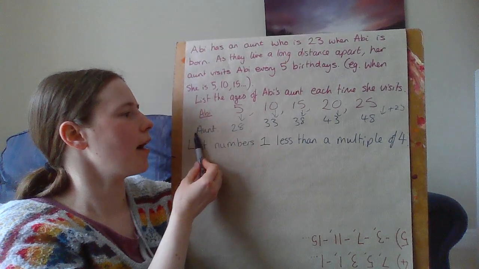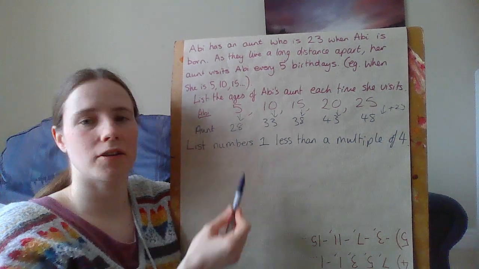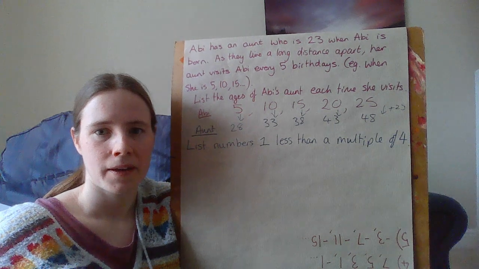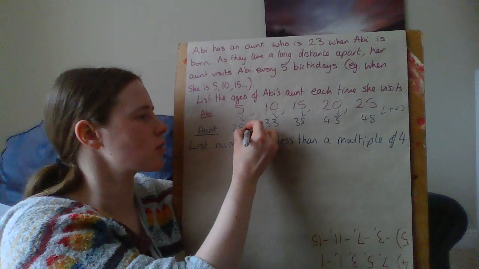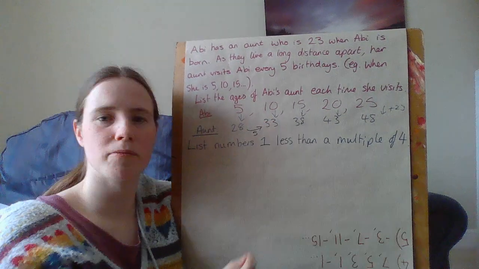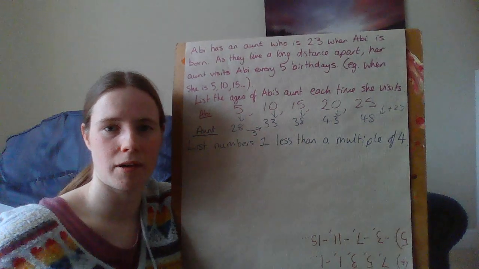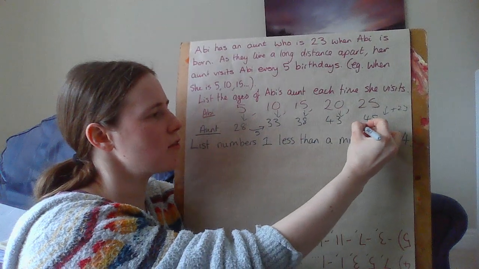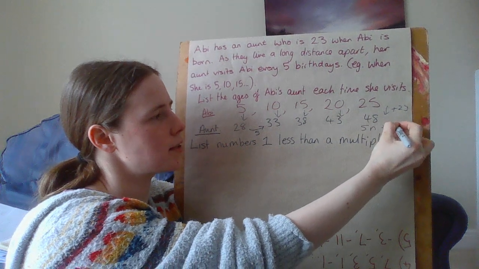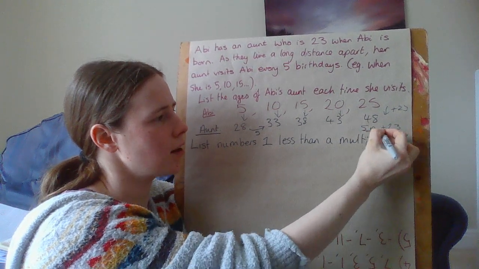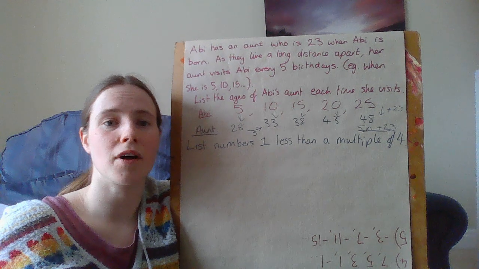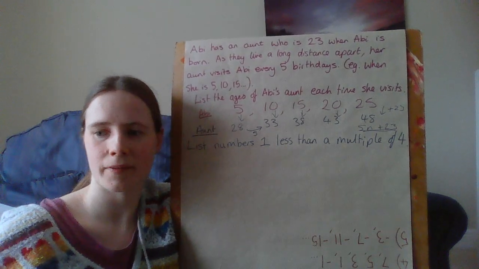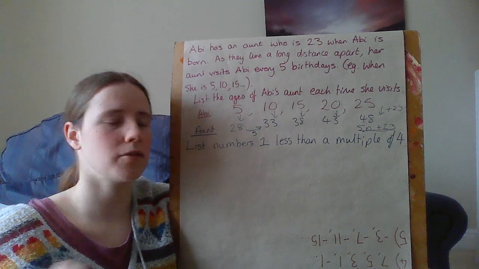So we're also adding 5 as we go along. Now, the ages of Abby's aunt when she comes to visit is forming an arithmetic sequence. It's an arithmetic sequence which has a common difference of 5 because the gaps are 5 every single time. And we would refer to this sequence here as 5n plus 23. And in my head, I like to think of this as the 5 times table shifted up 23 places. Okay. Now I'm going to go through this next one.